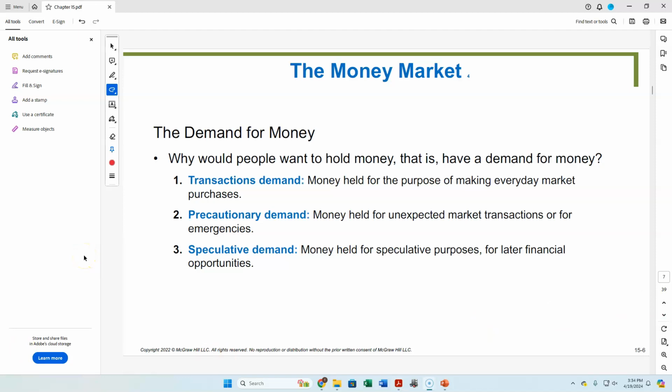These three reasons are transactions demand, precautionary demand, and speculative demand. The idea is that you need a certain amount of money to be able to buy the things that you would every day. That's our transaction demand. You want to hold some amount of cash just for the unexpected, for an emergency. I don't know, someone calls you and says, I need bail. That would be your precautionary demand.